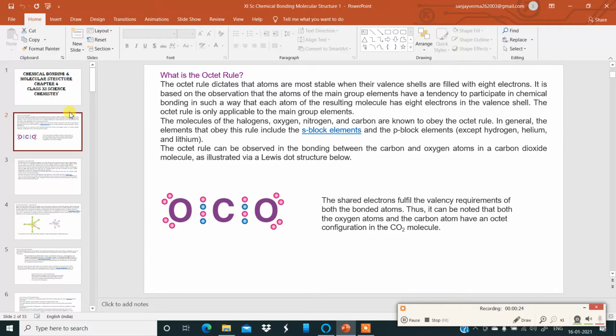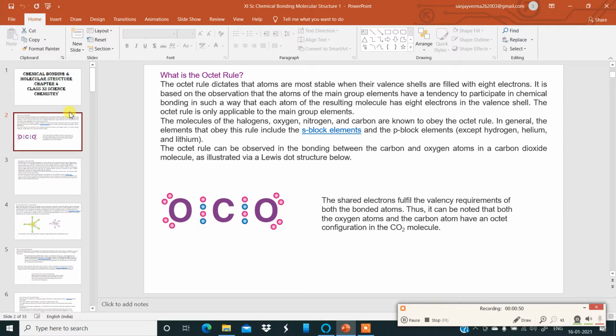Now, before going into depth on this chapter, there are a few important things we need to understand and remember. What is the Octet Rule? The Octet Rule dictates that atoms are most stable when their valence shells are filled with 8 electrons.